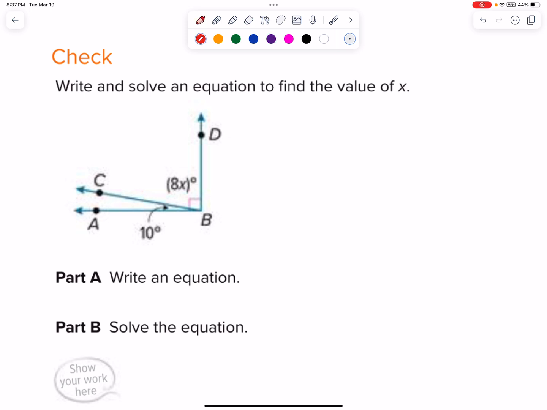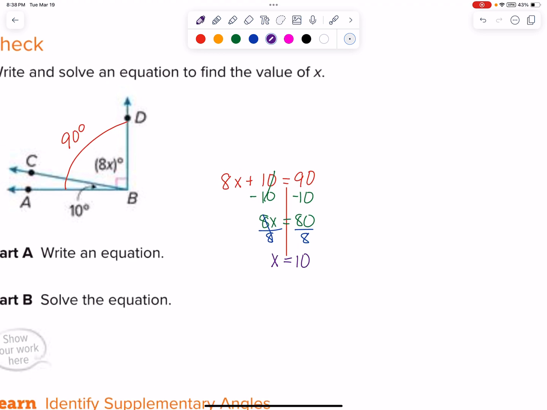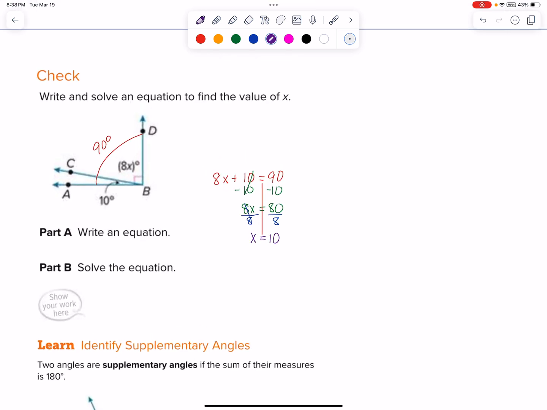All right, so we write our equation. Again, I'm going to make note that this whole thing is 90 degrees. That tells me my total. So my equation is 8x plus 10 degrees equals 90 degrees. Separate our workspace, and let's go ahead and solve for x. So subtract 10 on both sides. We're going to do our opposite order of operations, and we have 8x equals 80. Then we can divide both sides by 8, and we end up with x equals 80 divided by 8 is 10, because 10 times 8 is 80. And there we go, we solved for x.